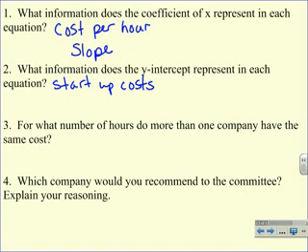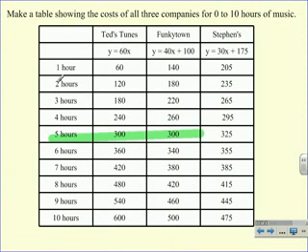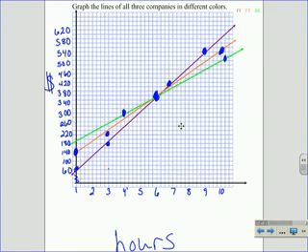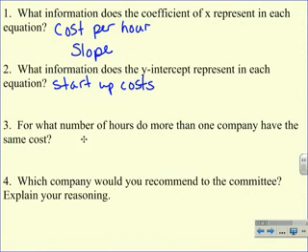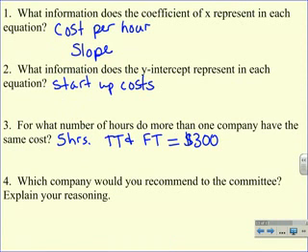For what number of hours do more than one company have the same cost? Well, if we go back to our chart, that's very easy to see. We've already identified that. At 5 hours, Ted's Tunes and Funkytown cost $300. So I'm going to put here 5 hours, Ted's Tunes and Funkytown equals $300.